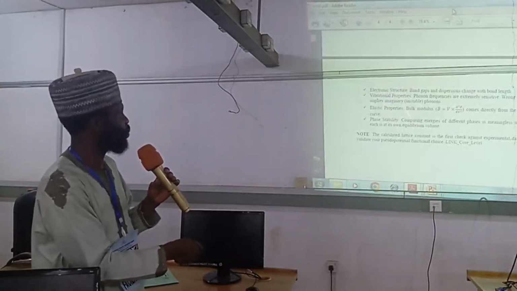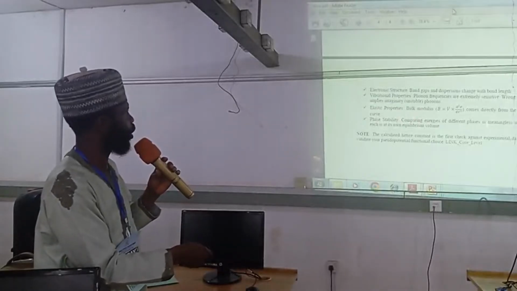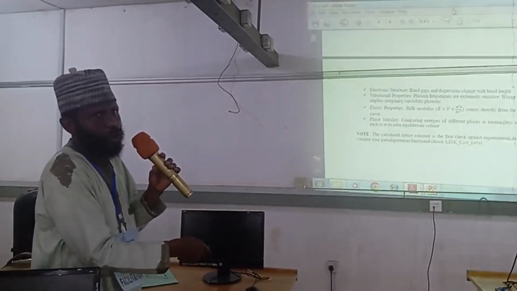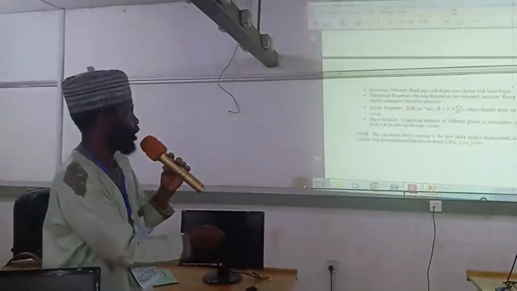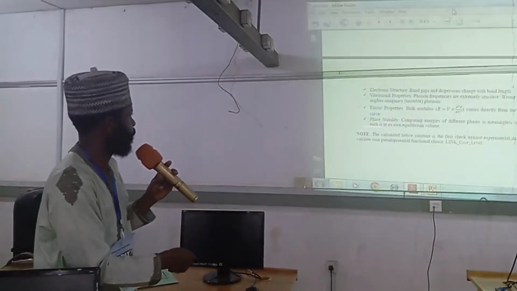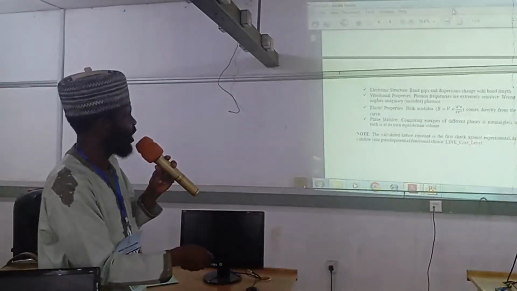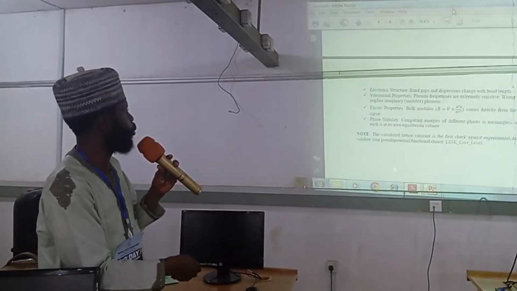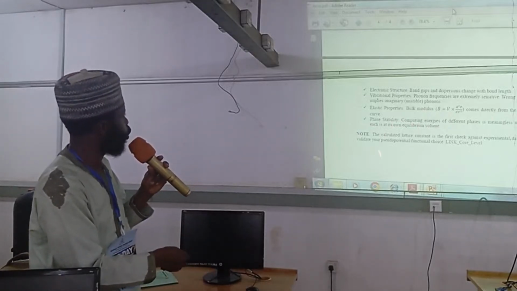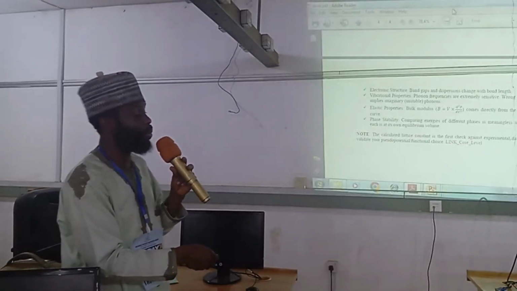So a wrong lattice implies imaginary or unstable phonons. Elastic properties like the bulk modulus come directly from the energy versus volume curve. If you mess up the lattice, you may not be able to determine the correct bulk modulus. Phase stability, comparing energy differences between phases, is meaningless unless each is at its own equilibrium volume. So note, the calculated lattice constant is the best check against experimental data.